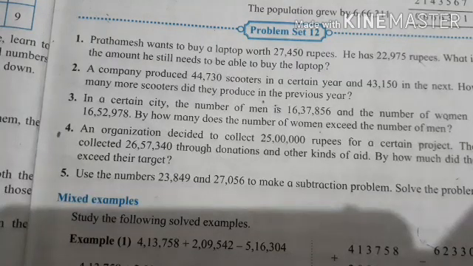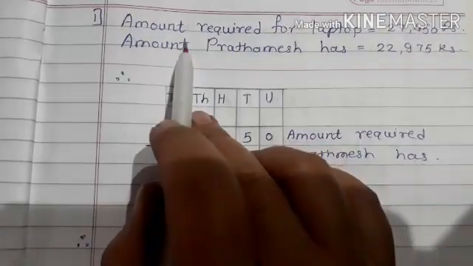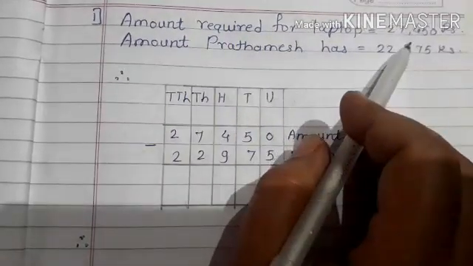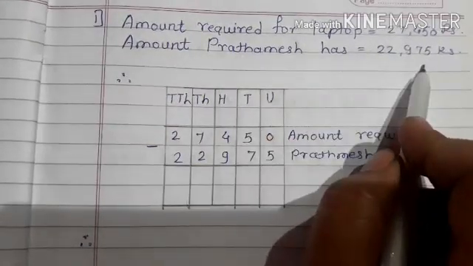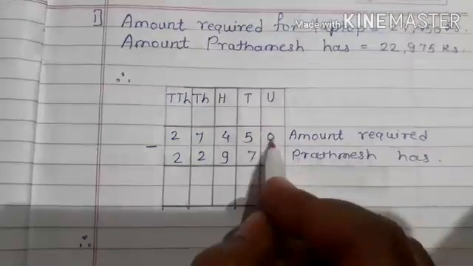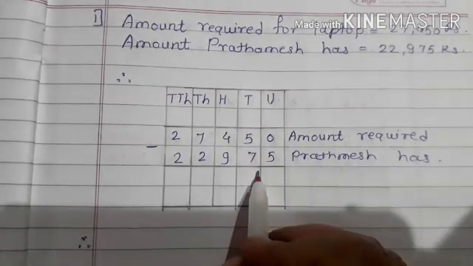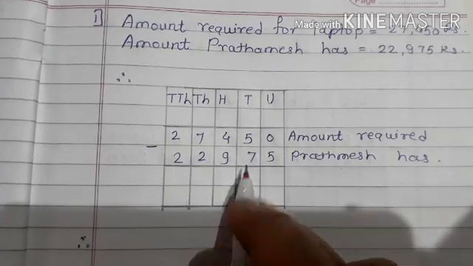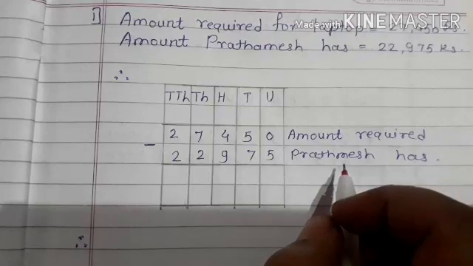So let's see how to solve the subtraction. When you are solving the word problem, you have to write the given things. That is the amount required for the laptop, the given amount you have to write, and the amount that Prathamesh has, that also. Now for subtraction, here I make the column and here I write the numbers also. The bigger number you have to write on the upper side, and then the next one. So amount required is here and how much amount Prathamesh has. So let's start the subtraction with the new method.